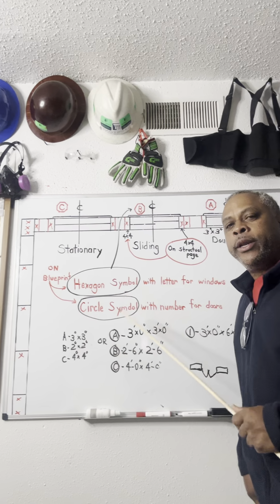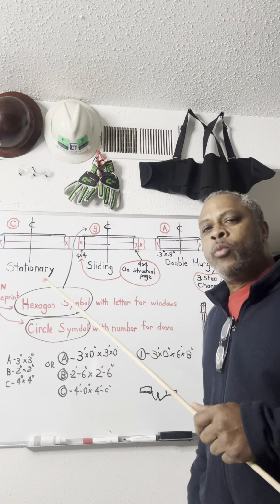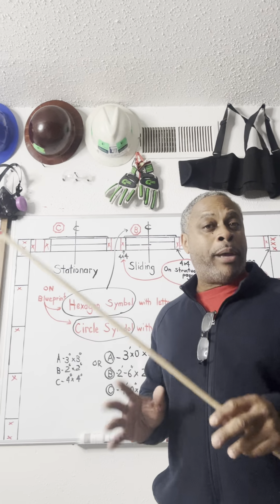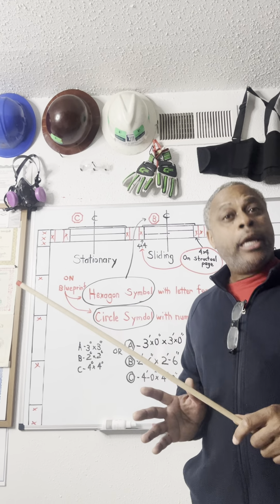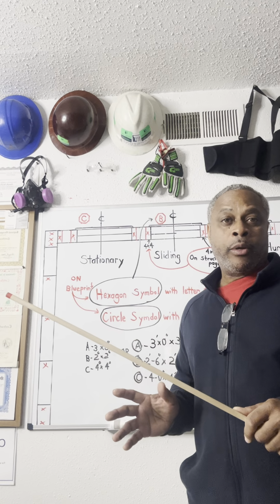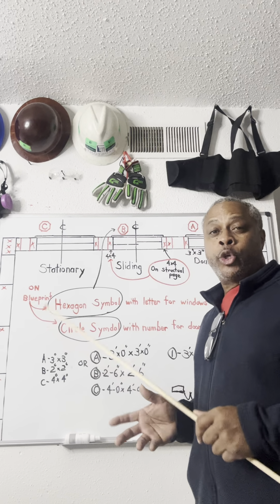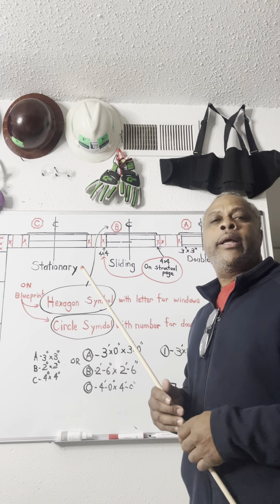Still, this is window A, window B, window C. Each one of these windows has a different measurement. Now, if there's more than one window, usually the bedroom, if one bedroom is C, then all the bedrooms in that house are pretty much going to be a C, okay?